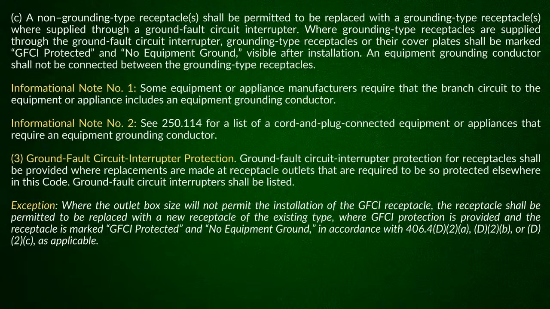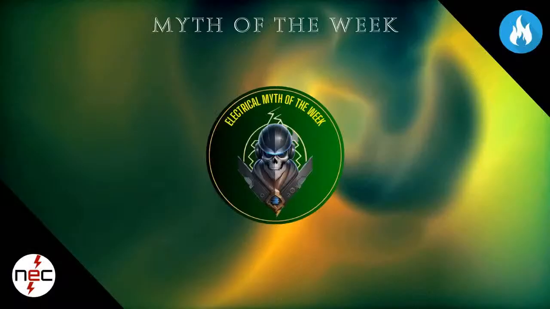And my favorite part is you go down and look at the exception. It says where the outlet box size will not permit an installation of a GFCI receptacle. Wow. Just another one that ties into what I've been saying. You've got to have something substantial there. So, yeah, we always run across that somehow. That's interesting. I saw that. I was like, oh, that's funny.